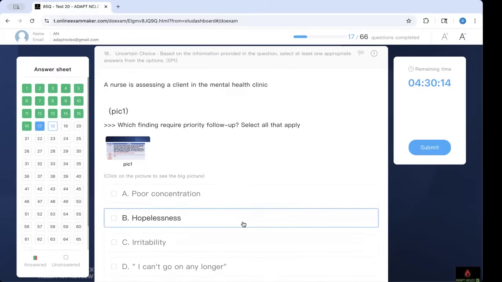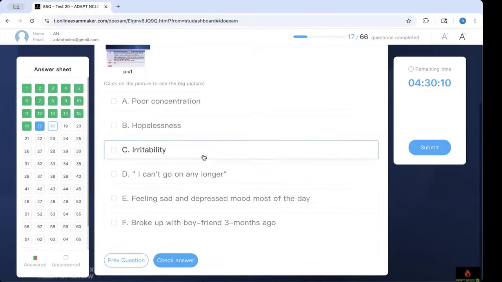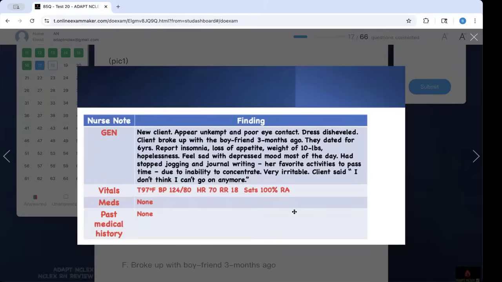And this is assessing a client in the mental health clinic. Which finding requires follow-up? What is the problem? He's a new client. He's unkempt. He has poor eye contact. Something is wrong. He dressed disheveled. Client broke up with the boyfriend 3 months ago. They dated for 6 hours. Reports insomnia, loss of appetite, weight gain. You know what is going on.